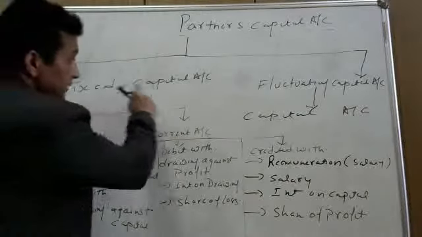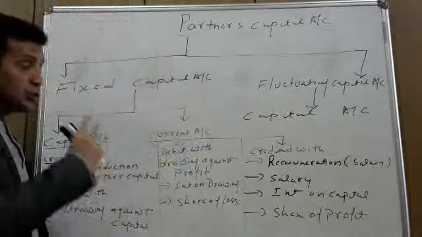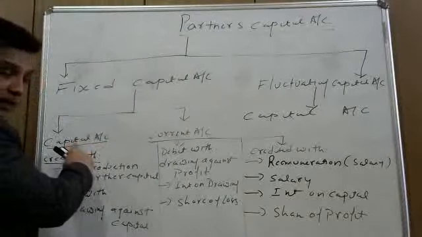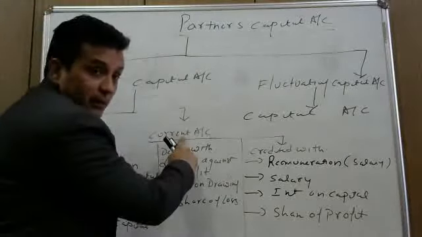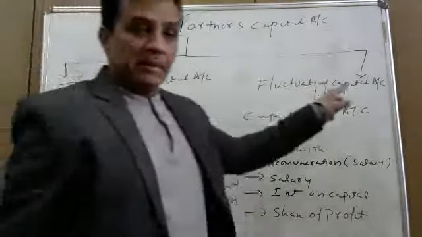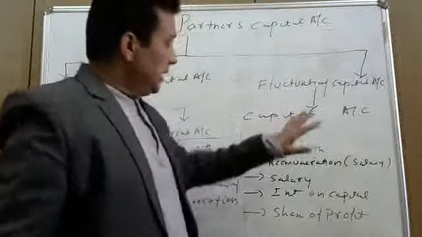Under the fixed capital method, we need to prepare two accounts. The first one is called capital account and the other one is called current account. But under the fluctuating capital method, we need to prepare only one account, which we call capital account.